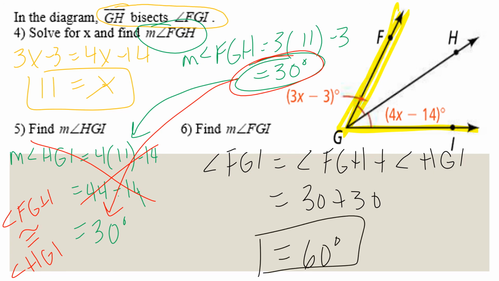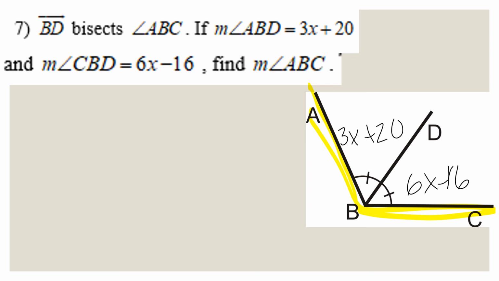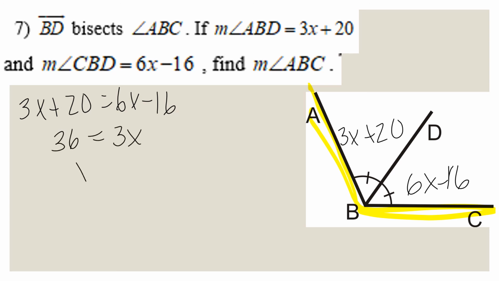Okay. Then our last one, ray BD bisects ABC. So if ABD is 3x plus 20, and the measure of angle CBD is 6x minus 16, find the whole entire measure. So we're trying to find this whole guy here, okay? So first things first, we need to solve for x. So 3x plus 20 equals 6x minus 16, because we know they're congruent. So over on this side, I'd have 36. On the other side, I'd have 3x, and I'd get x equals 12.